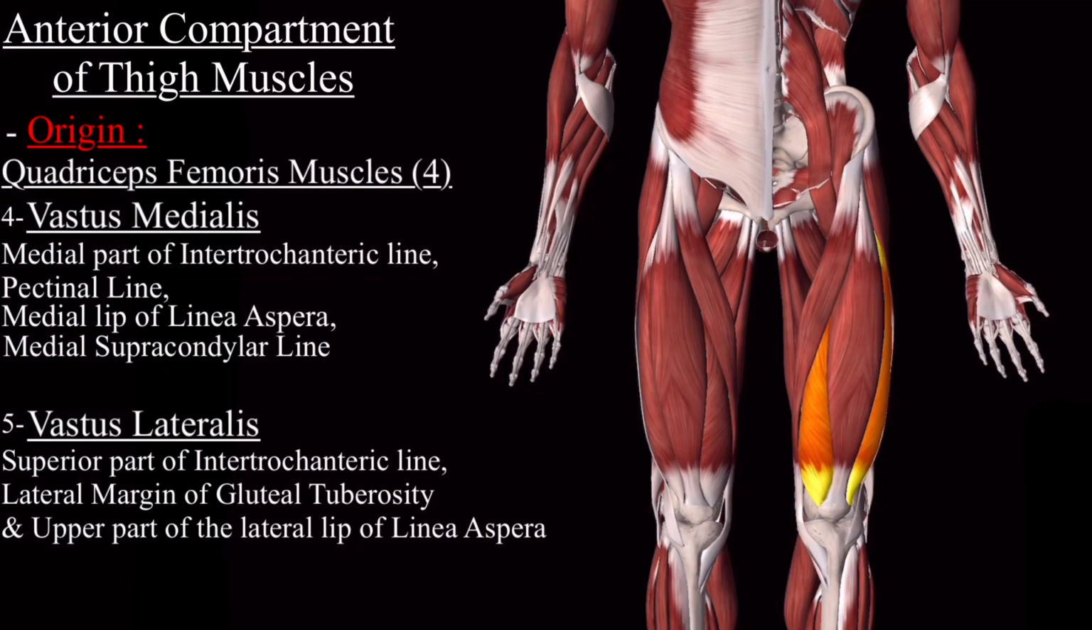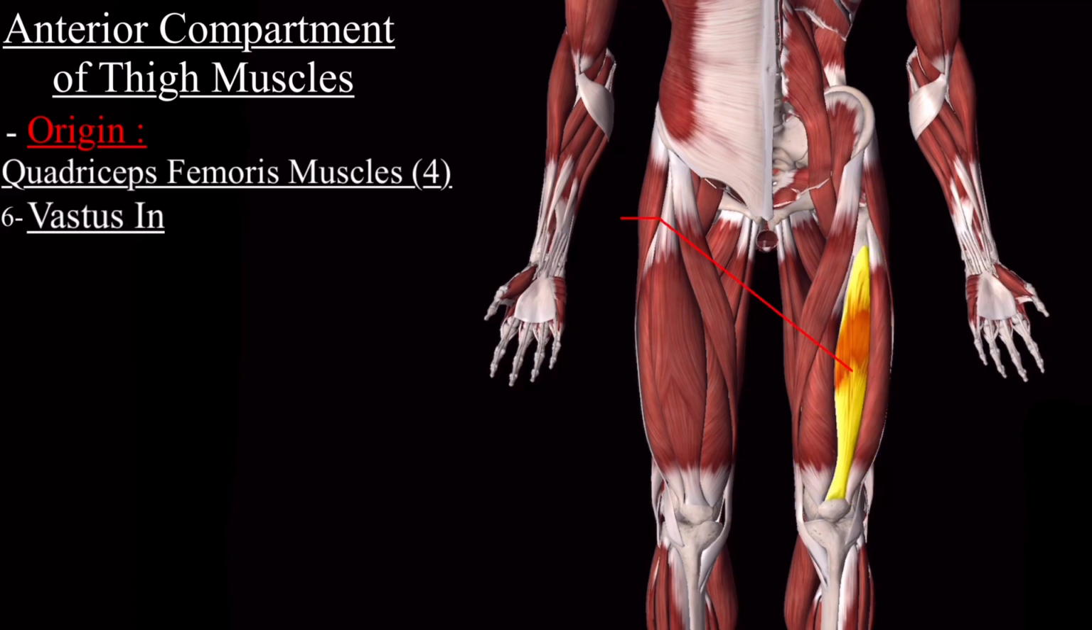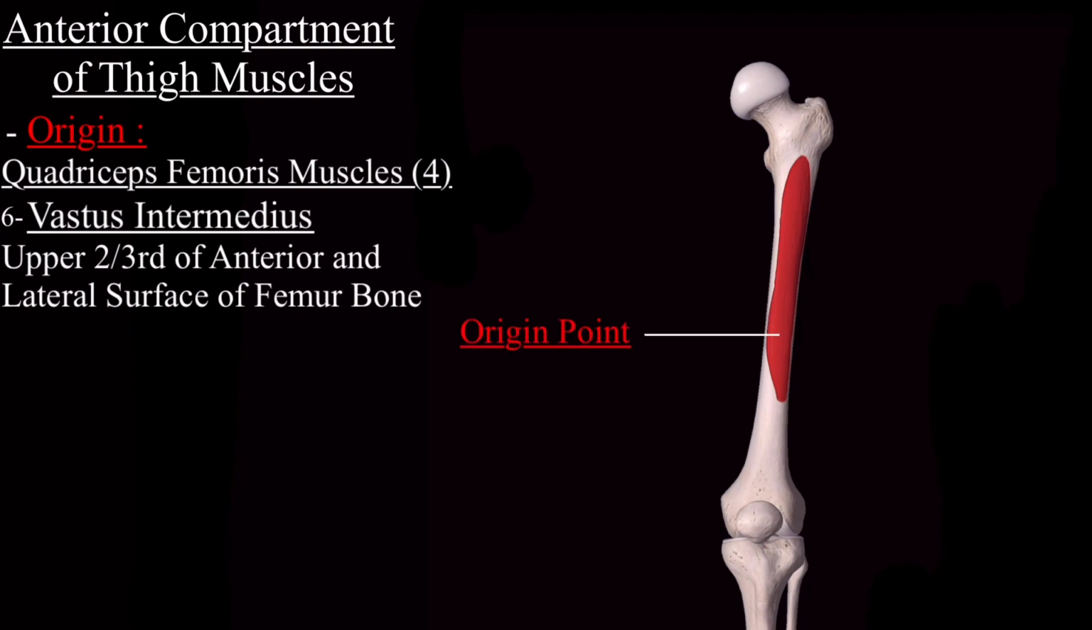Now if you compare the origin of the vastus medialis and vastus lateralis muscle, then you will observe that the vastus medialis muscle originates from the medial part of the intertrochanteric line and the medial lip of the linea aspera, while the vastus lateralis muscle originates from superior part of the intertrochanteric line and lateral lip of the linea aspera. The vastus intermedius muscle originates from upper 2/3 of the anterior and lateral surface of the femur bone.